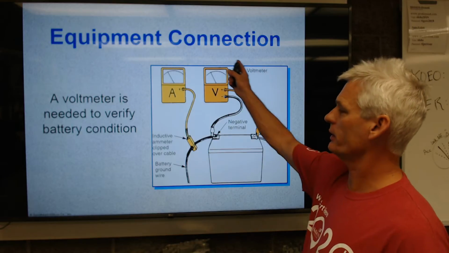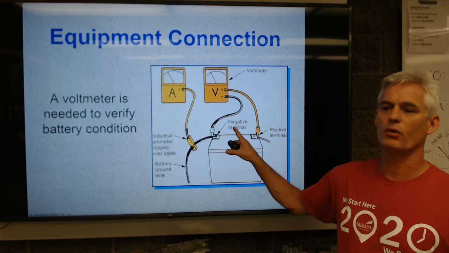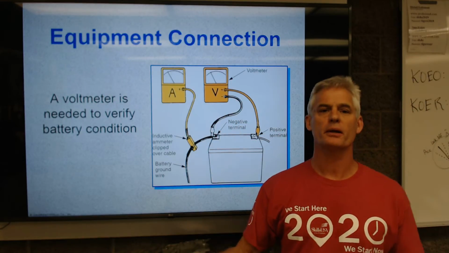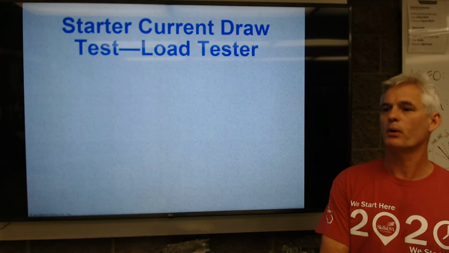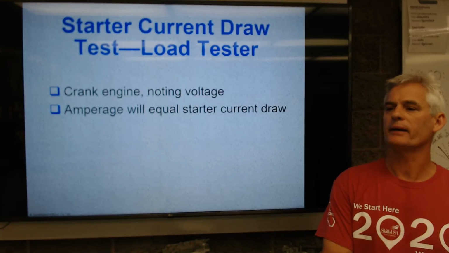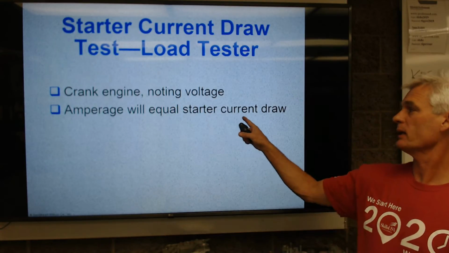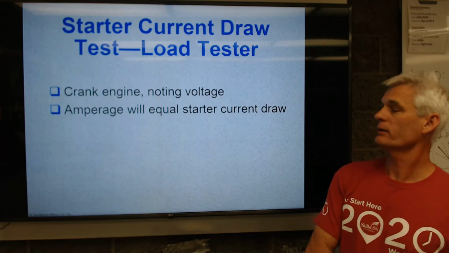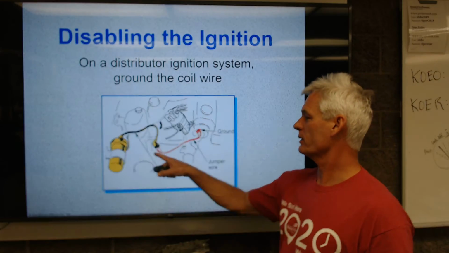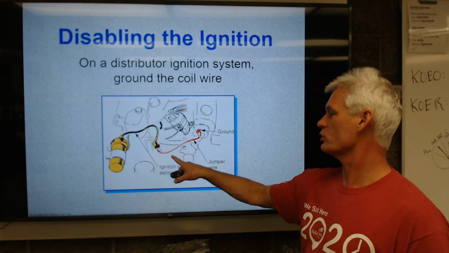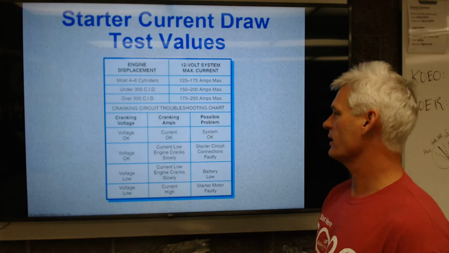Here they're putting an ammeter with an inductive lead over one of the battery cables, and they're putting on a voltmeter. We can do that, but we're typically going to use a tester that we hook up with one set of connections, and it has one meter to read both. We're going to crank the engine and note the voltage. The amperage will equal the starter current draw. With a car that has a single coil and a distributor, we can short the coil to ground.